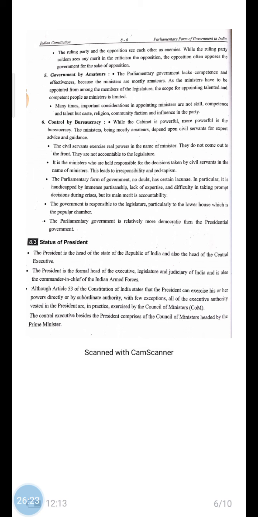Then the last topic is the status of the president. Okay, so let's see. The president is the head of the state, the Republic of India, and also the head of the central executive. So the president is a formal head of the executive, legislative and judicial of India, and is also the commander in chief of the Indian armed forces.